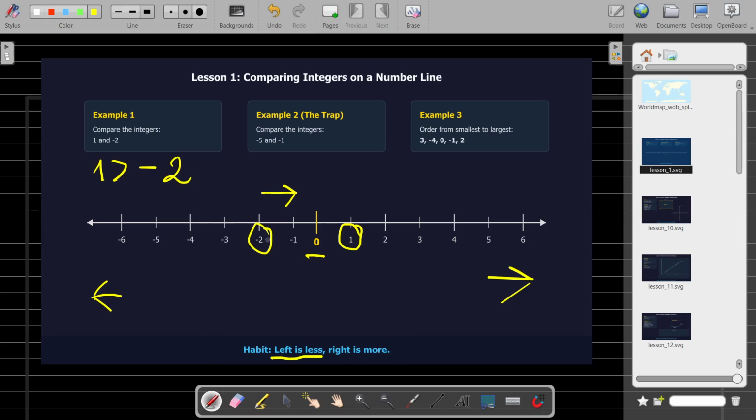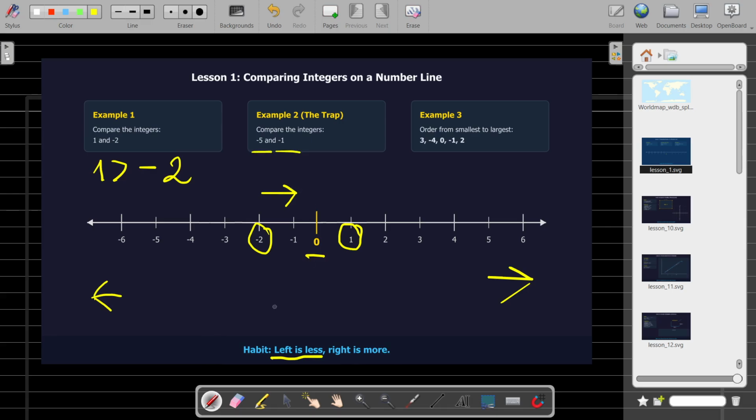Okay, so we have done our first example. Let's go to our second example. Here's where most students can get tripped up. Let us compare negative 5 and negative 1. Which is greater? So we have negative 5 and negative 1 here.